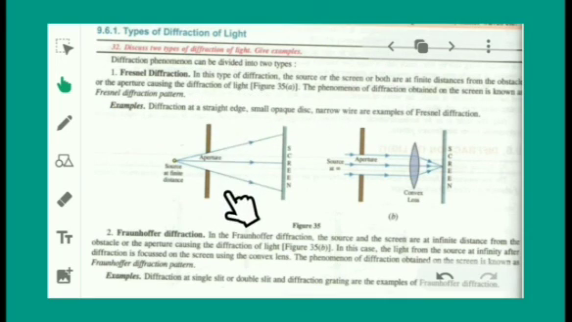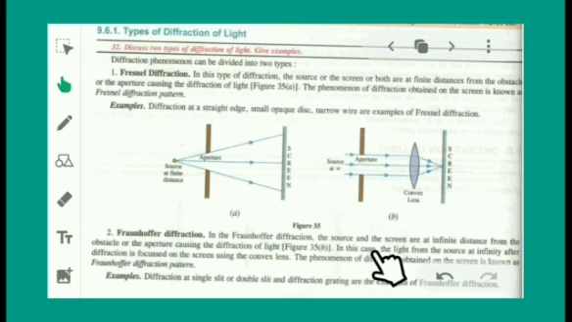See this one. Then another one, Fraunhofer diffraction. Here the source or the screen or both are at an infinite distance from the aperture. See here, in Fraunhofer diffraction, the source and the screen are at an infinite distance from the obstacle or the aperture causing the diffraction of light.